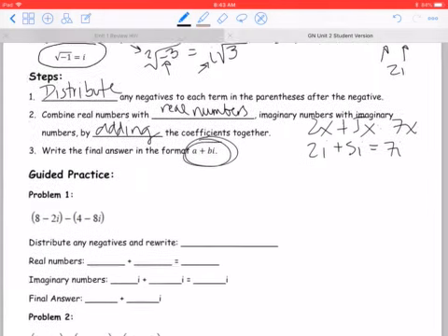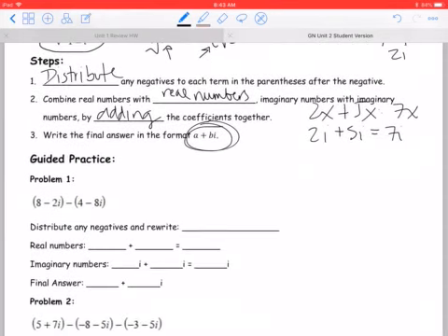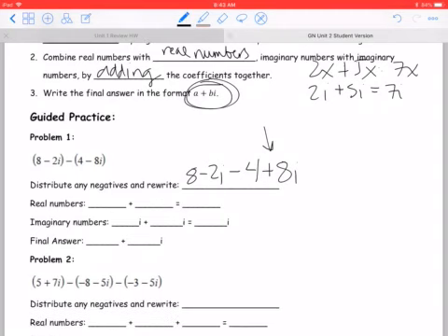Okay, so the problems are very simple. It's just the concept of i that's weird. So here we're going to distribute the negative. So we're going to rewrite it as 8 minus 2i minus 4 plus 8i. This is the one I've seen a lot of people forget on the quizzes and tests.